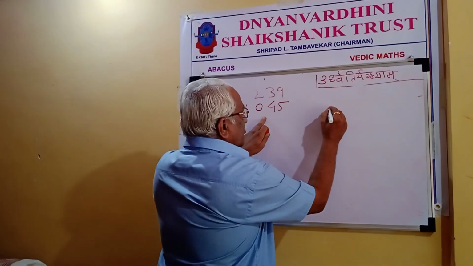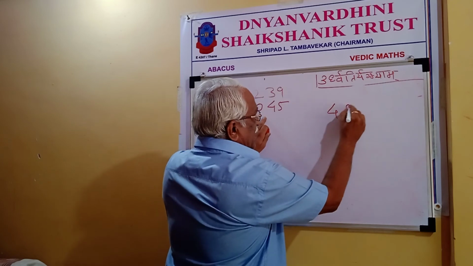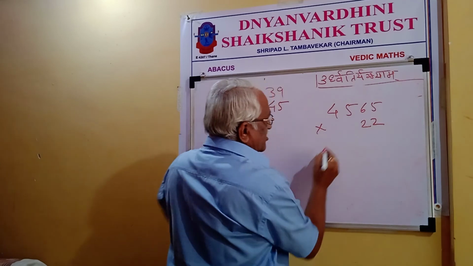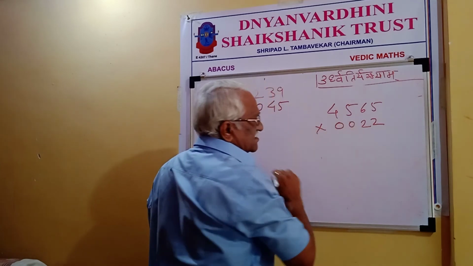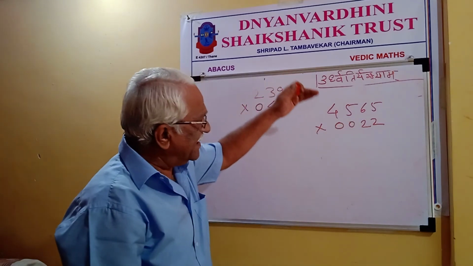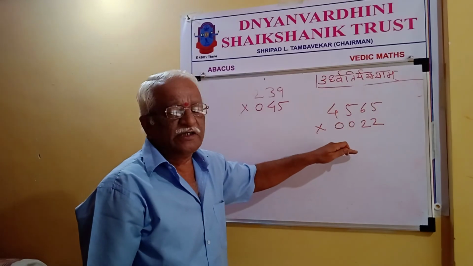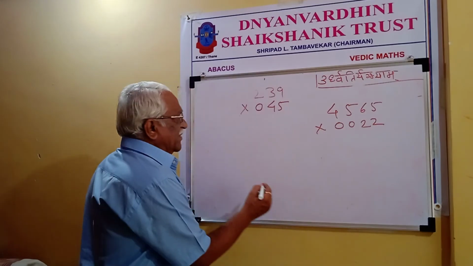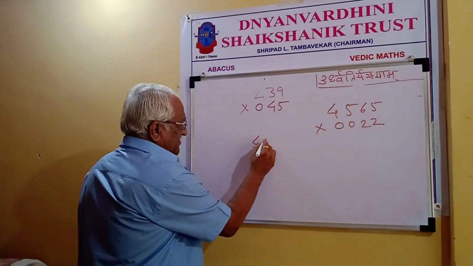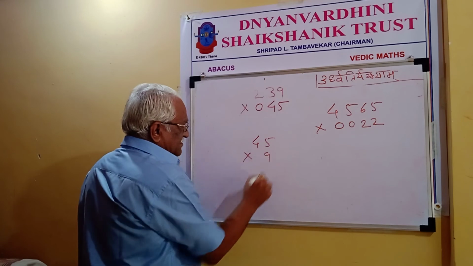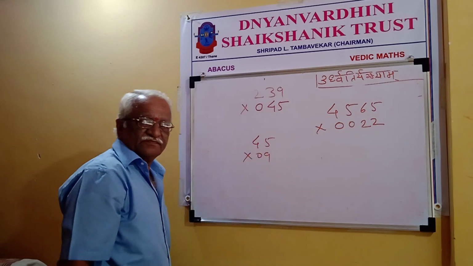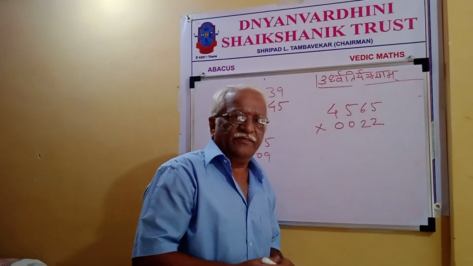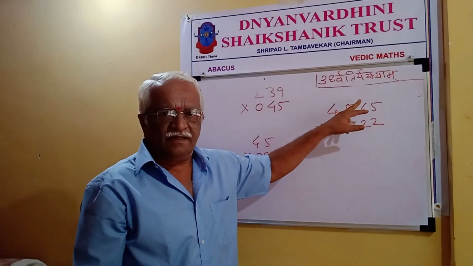Or if we want to multiply 4565 into 22, then also you have to write 2 zeros here and carry out the procedure as you have studied in this method. In the same way, if you want to multiply 45 by 9, write 0. Then you can carry out any type of examples with this method.